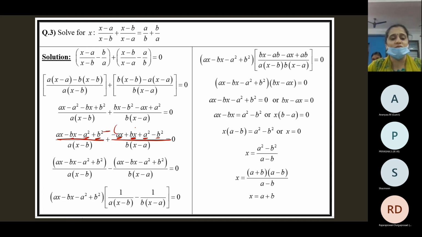So how can you make these terms look exactly like this? By taking a minus outside common. If you take a minus outside, this will become plus, this will become minus, this will become minus, this will become plus, and bracket like this. That is the next step. And this minus into plus will become minus.